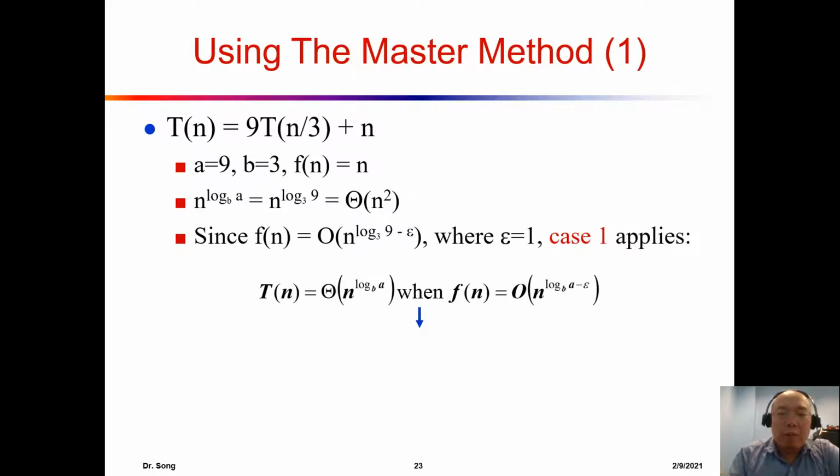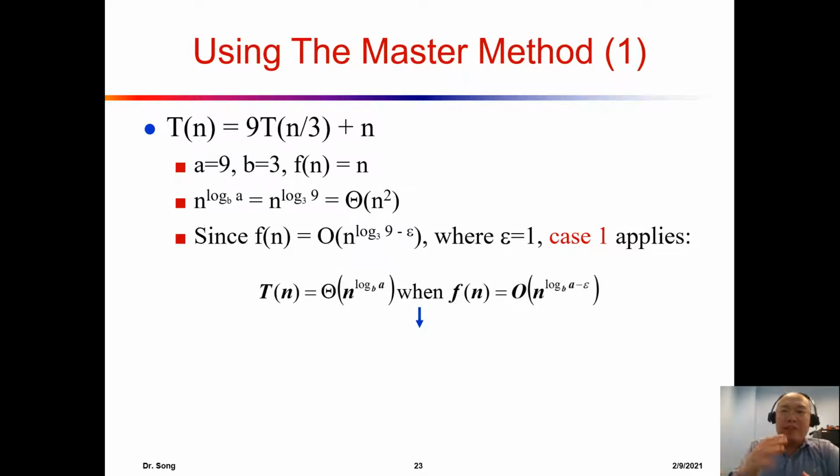0.01. And what are we going to have? So now we have n to the power of 2 minus 0.01. What are you going to get? You are going to get n to the power of 1.99, right? So Fn, which is n, is O(n^1.99). Is that true or not? Yes, that's still true, right?